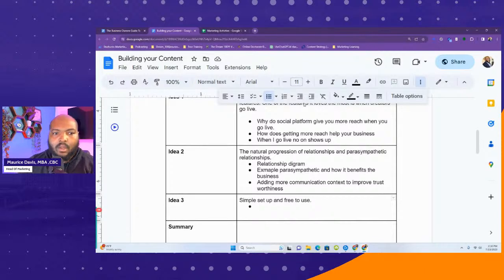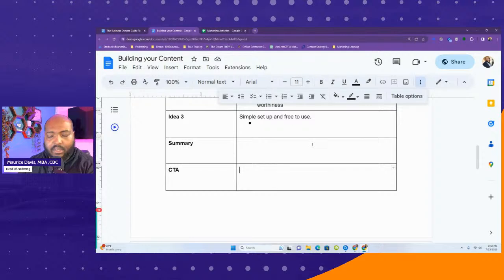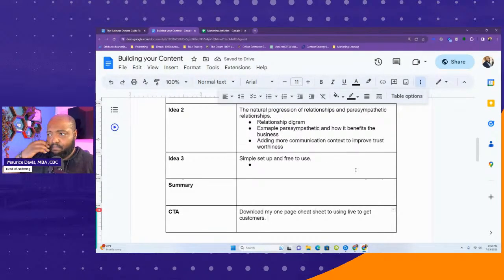Now, the call to action that I'm gonna have is down here: download my one page cheat sheet to using live to get customers. That's my call to action. I know that's my call to action because anything I'm talking about live, that's what I want them to download, that cheat sheet.